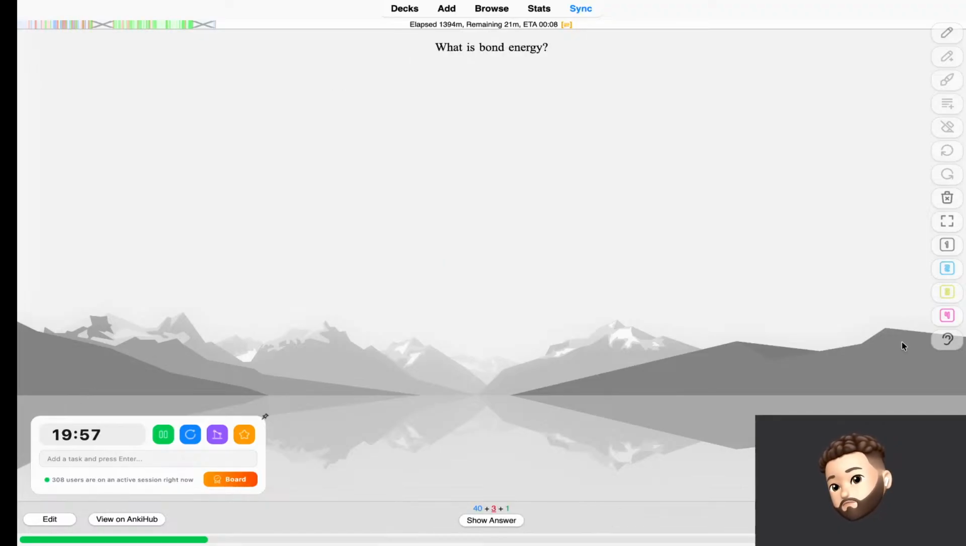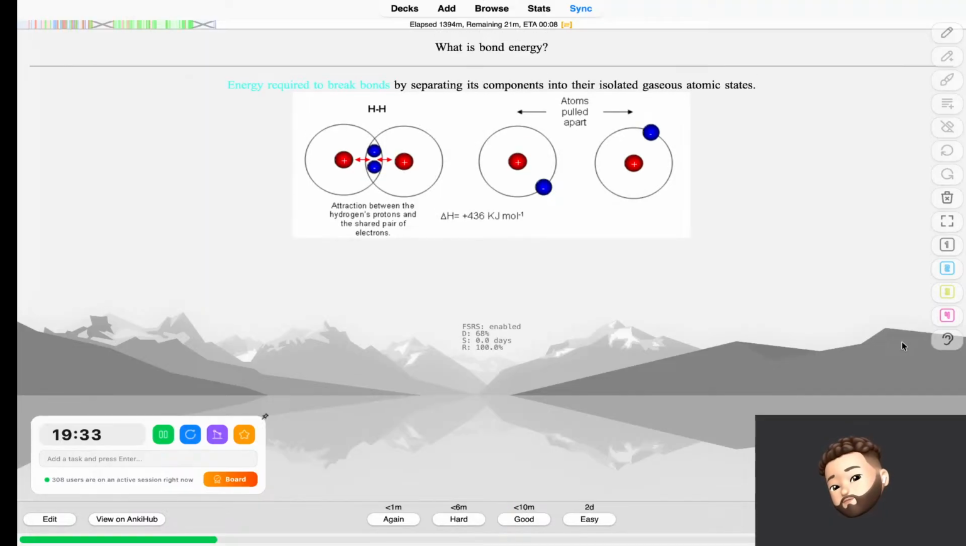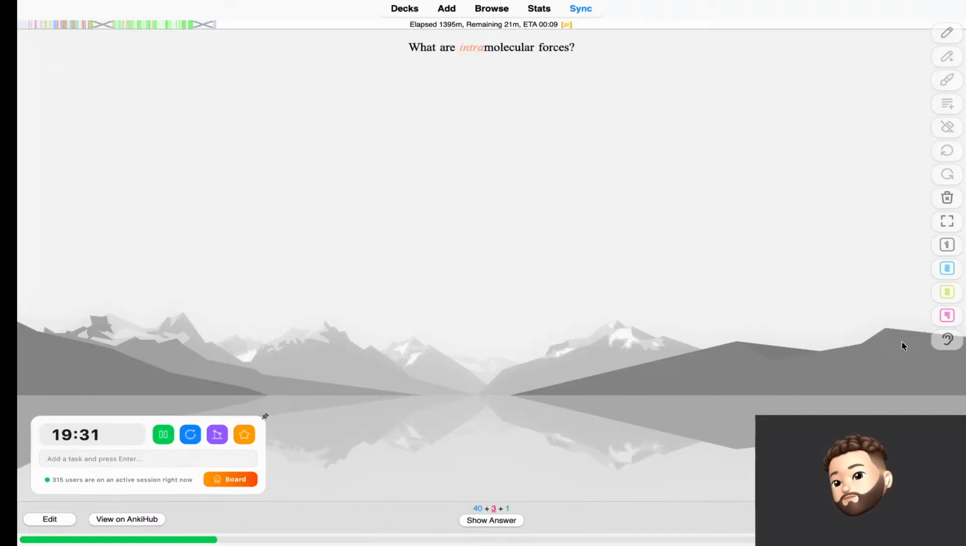What is bond energy? Bond energy is the energy required to remove a bond by separating its components into their isolated gaseous atoms. It's strong electrostatic forces, or interactions, that occur within the molecule.